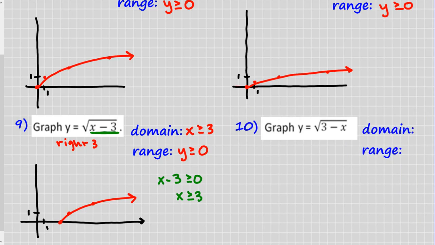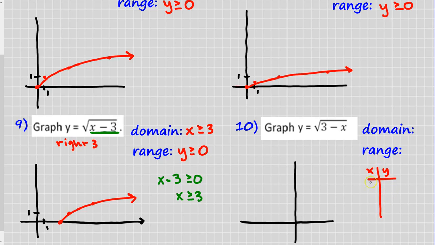Okay, now this one is a little bit different because we have 3 minus x instead of x minus 3. So we didn't just add or subtract a number, we also multiplied the x by a negative, and we haven't really studied that in our transformations. That involves a horizontal reflection, or a reflection across the y-axis instead of the x-axis, but we haven't studied that before. So in that case, what I would do is I would make a little table of values.